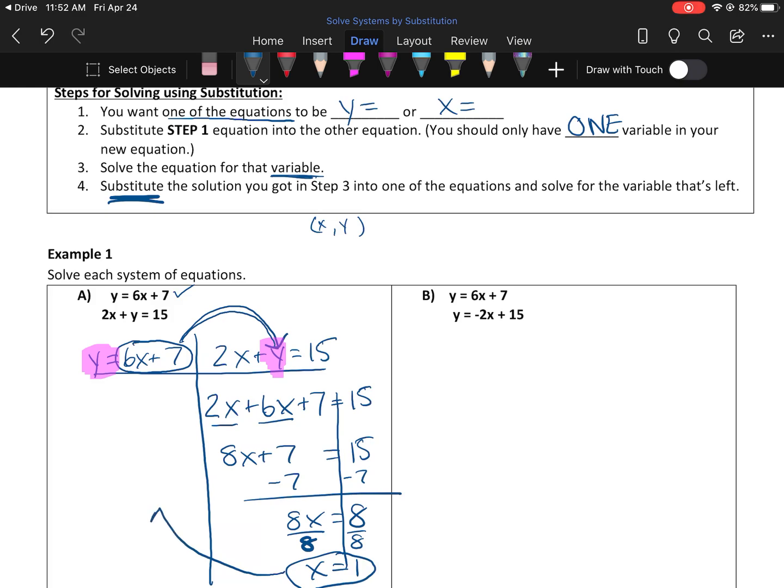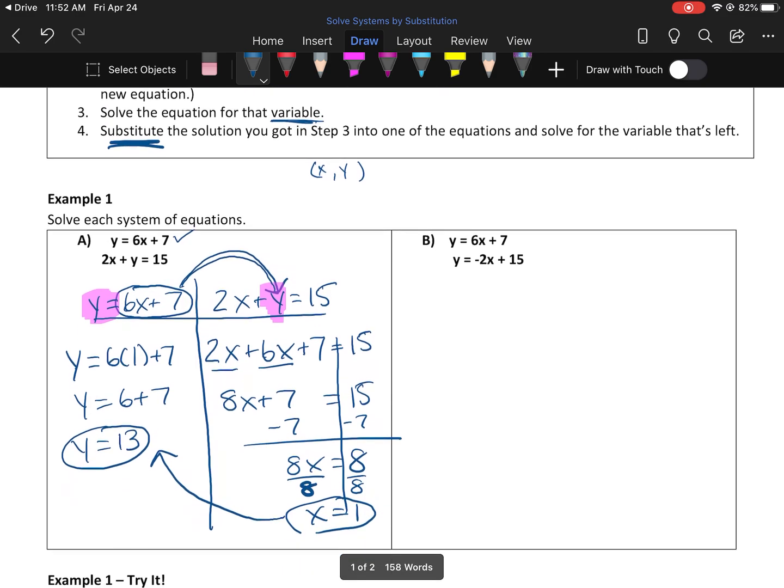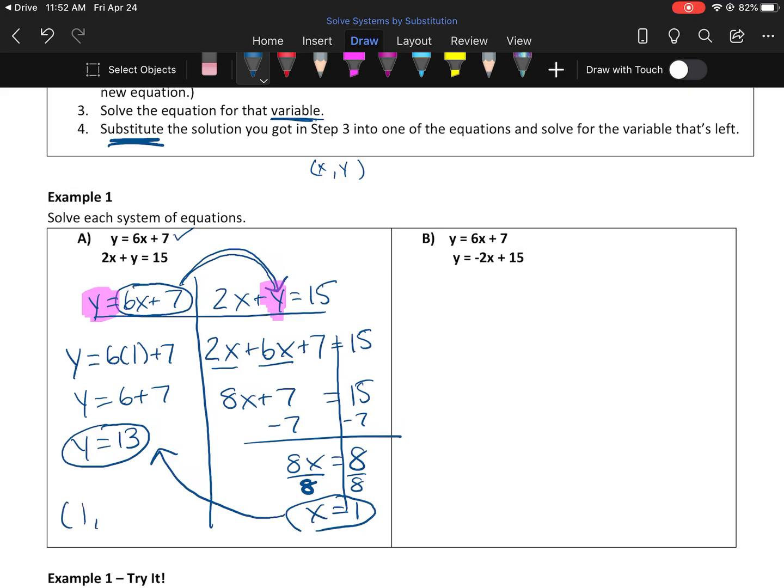So I'm going to take this and bring it over to the blank side of my table to substitute it in for x. So this is going to become y equals 6 times 1 plus 7. I don't know why I put a parenthesis there. 6 plus 7. Y is equal to 13. Let's go ahead and write that as an ordered pair. So x is going to be 1, y is going to be 13. Here is my final answer. This is where these two equations intersect on a graph. They cross at the ordered pair 1, 13.